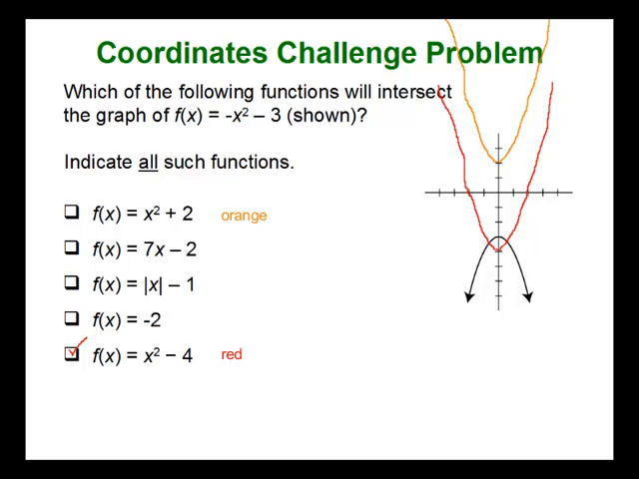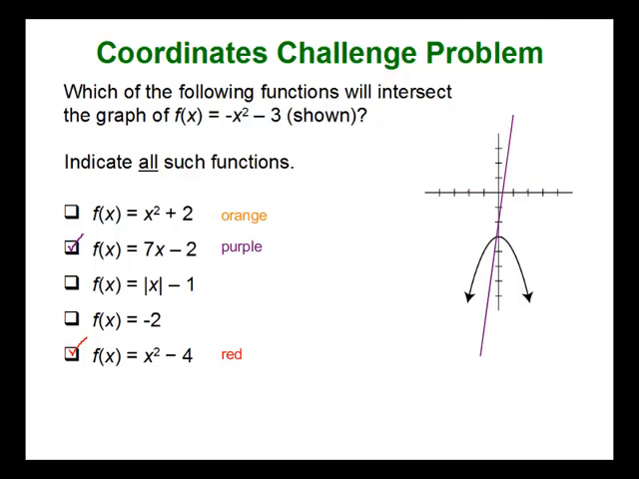And just notice that the +2 shifts the orange one up 2, and the -4 shifts the red one down by 4. All right, so kind of a nice thing to remember. If you had to draw one of those again, that might speed things along. All right, so far we have one answer that works.